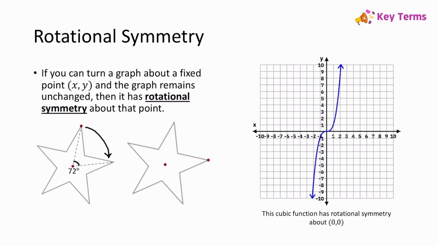That can also happen with graphs. This is the graph of a cubic function. If I use the point (0, 0) as my pivot and I rotate this graph, it'll still look the same. You can see this piece up here will come down here, and this piece down here will come up here. So this graph has rotational symmetry about the point (0, 0).